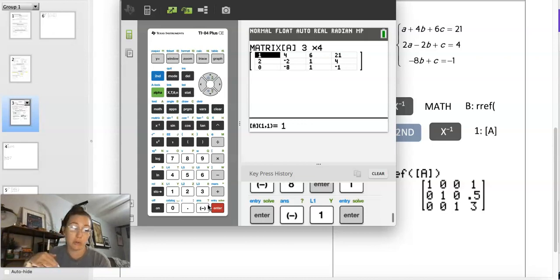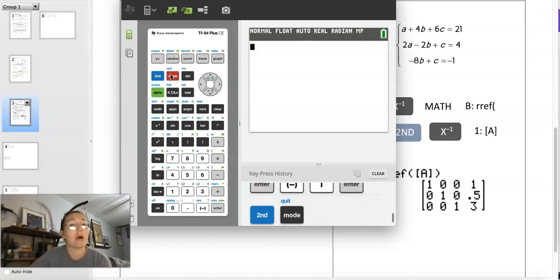We need to go back to our home screen. So again, that's second quit or second mode. These two buttons right next to each other will take you back home. Alright, now I want to use the calculator to calculate that row reduced row echelon form.